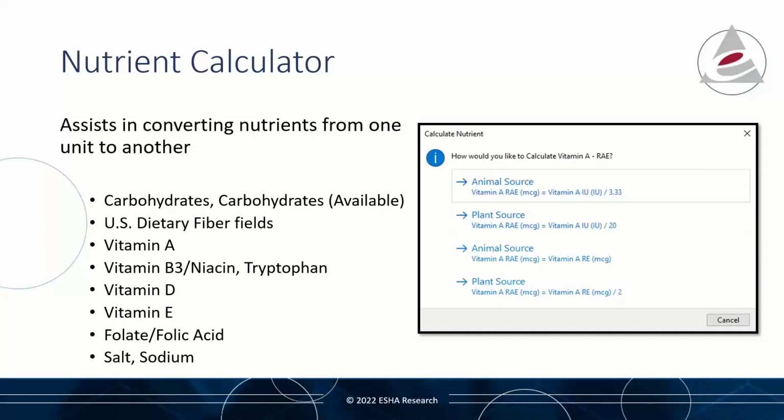Genesis will prompt you with, is this coming from an animal or a plant source? Or is it naturally occurring or synthetic? So you'll choose the form or the formula that applies, and then Genesis will perform the appropriate calculation. So again, this is another tool to consistently use to populate as much information as you can.